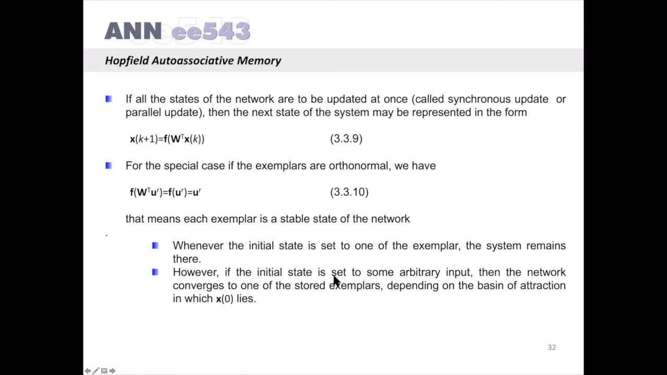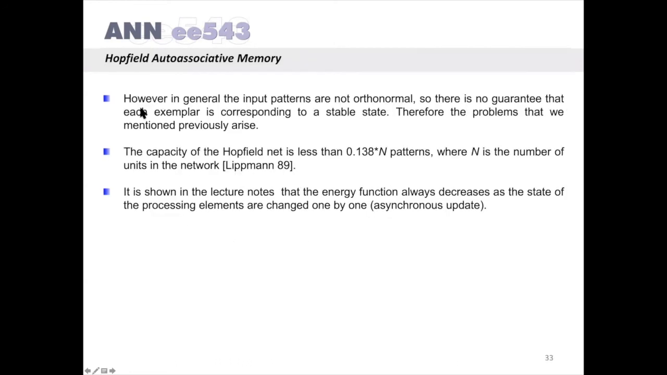However, if the initial state is set to some arbitrary input, then the network converges to one of the stored exemplars depending on the basin of attraction in which x0 lies. However, in general, the input patterns are not orthonormal, so there is no guarantee that each exemplar corresponds to a stable state. Therefore, the problems that we mentioned previously arise. The capacity of the Hopfield network is less than 0.138 multiplied by n patterns, where n is the number of units in the network.